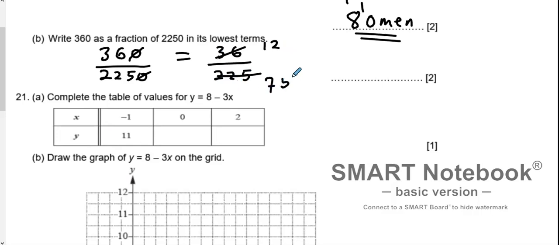Let me check. By 3, that is 4, and by 3, that will be 25. 25 times 3 is 75. Okay, so the answer will be 4/25. That is your answer.